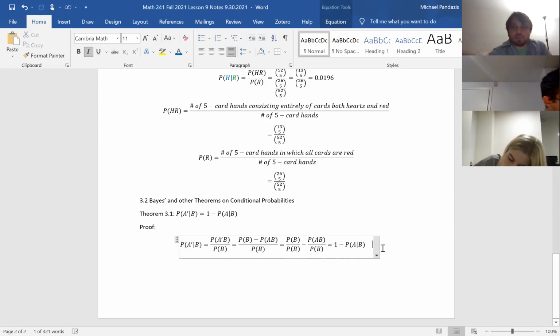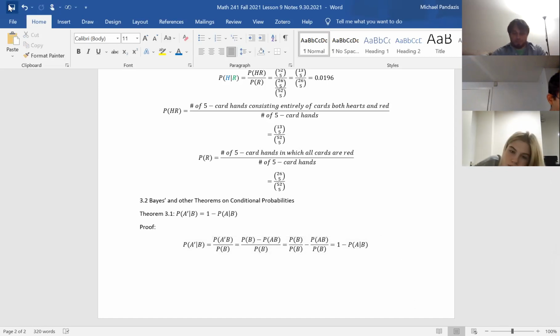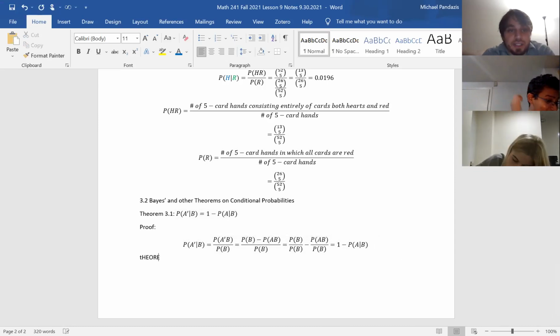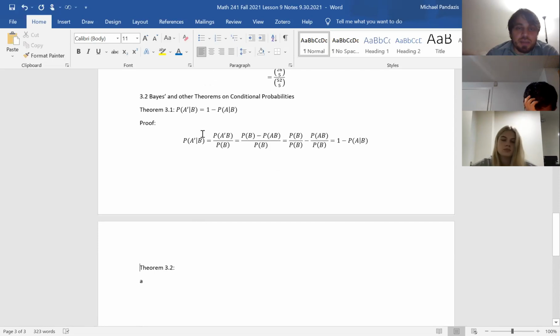Let me just leave that up. Okay. And so we have our first theorem of this section. The next theorem is theorem 3.2. And so it has parts to it. So I'm going to move this to the next page. Keep that there.